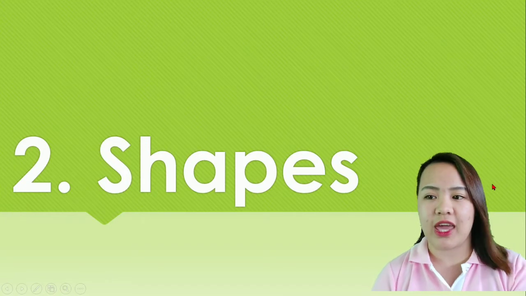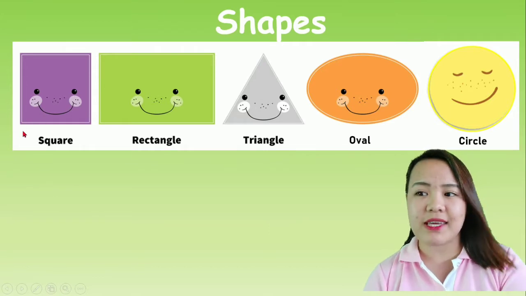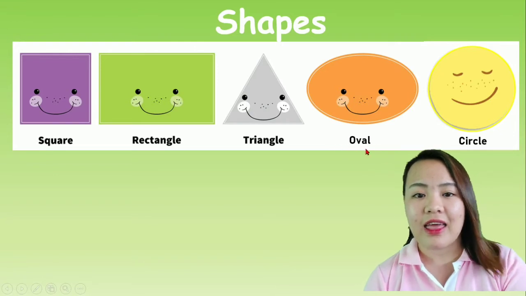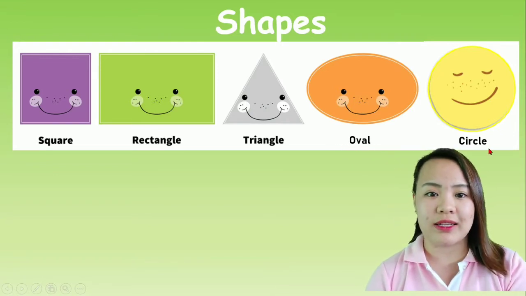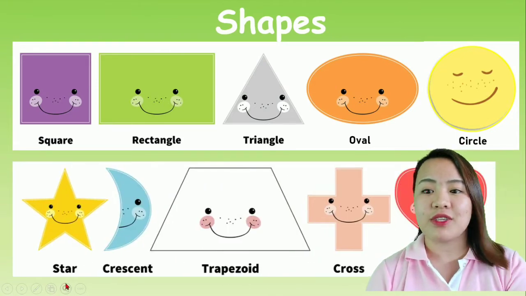Now let's move on to shapes. What are the shapes here? Let's start with this first one. What shape is this? This is your square. Next we have rectangle, triangle, we have oval, and the last one we have circle. Good job.